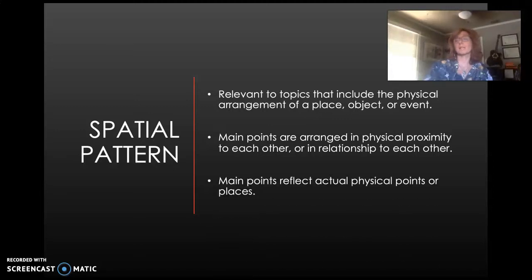You could even talk about the fair, right? If you talk about a certain area in the fair, spatial pattern could relate to that. Students like to give speeches about Disneyland, right? That falls under spatial pattern.